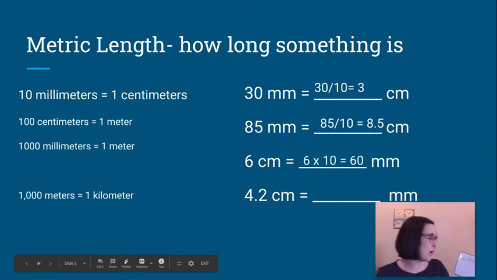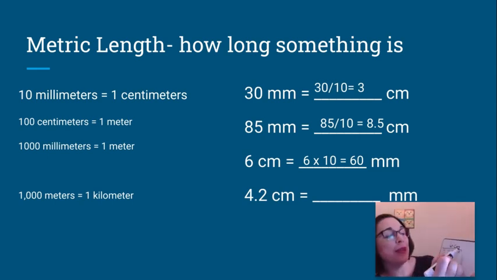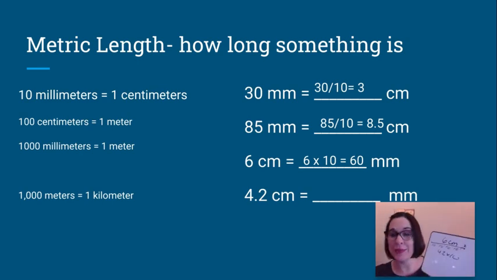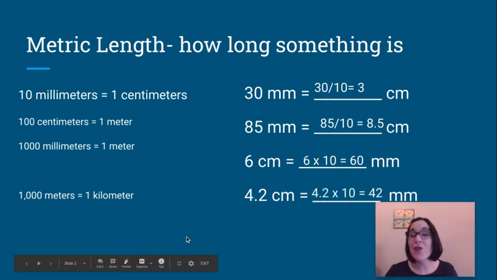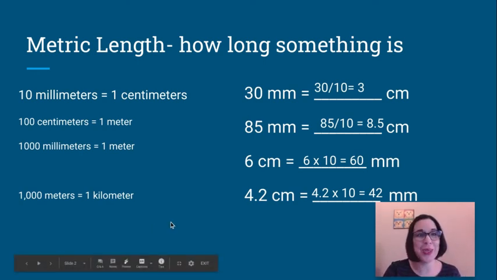Now I have 4 and 2/10. So this is 4 whole centimeters and 2/10. So 4 and 2/10 times 10 equals 42 millimeters. When you're using centimeters to millimeters, use your ruler. It will help so much.